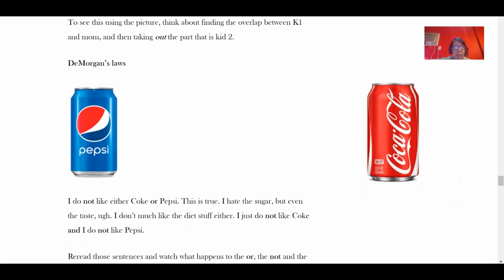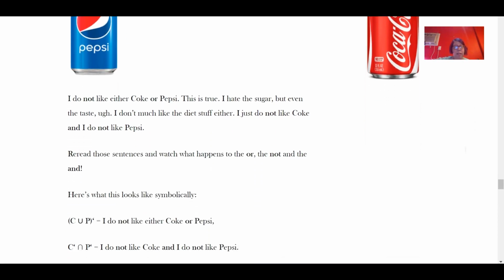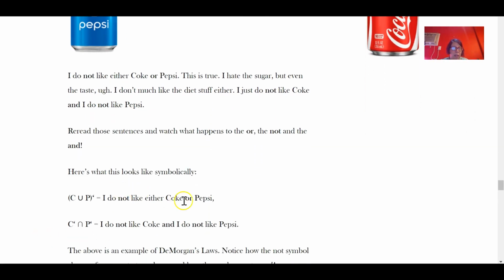So we can write this symbolically like this. I do not like either Coke or Pepsi looks like this: Coke or, because or is union, right? Pepsi with a not symbol. And then here, not Coke and not Pepsi. So remember the intersection symbol? That's the intersection, that means and.